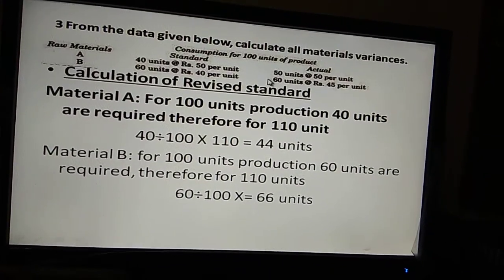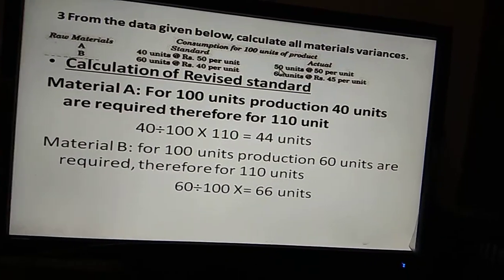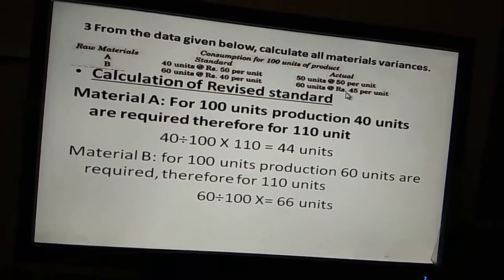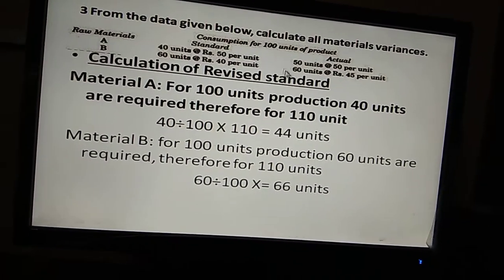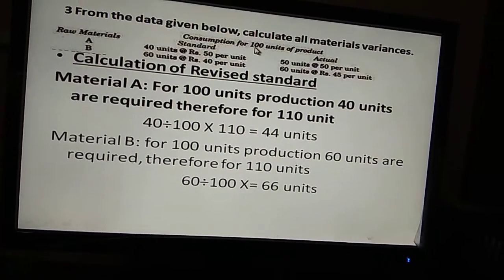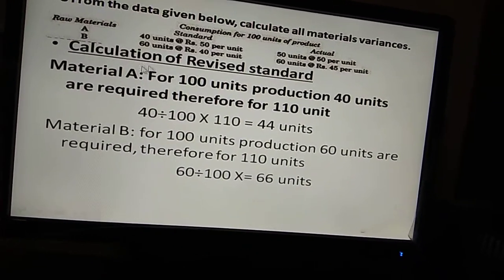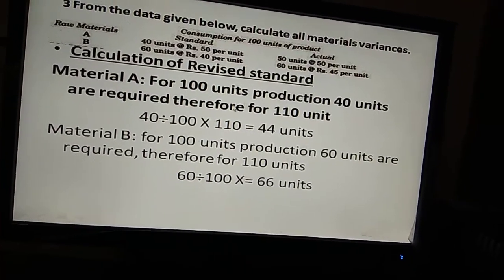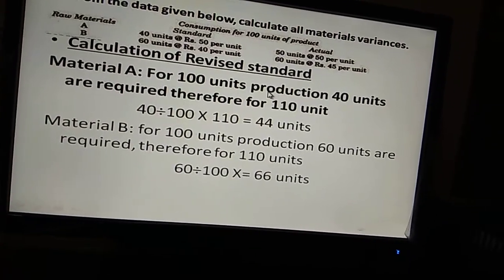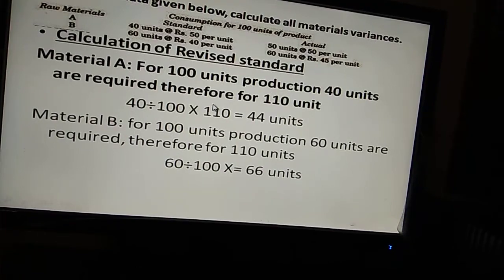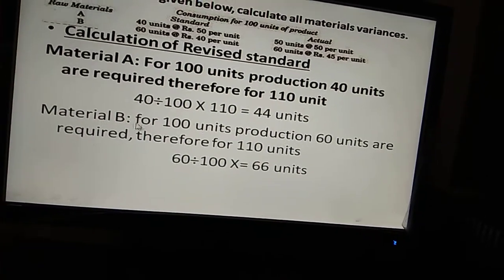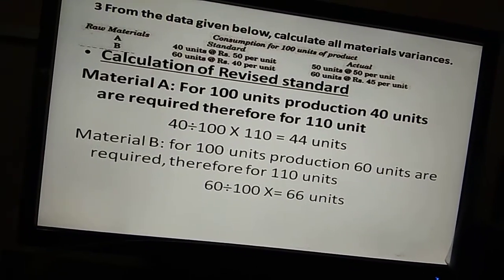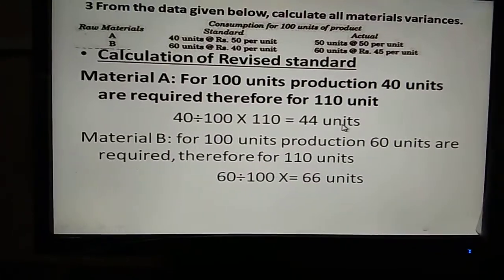Actually they used 50 units of material A at rupees 50 per unit, and 60 units of material B at rupees 45 per unit. Now you can see 110 units there, but here only 100 units. That's why we need to revise the standard. So this is the working note: calculation of revised standard. Material A, for 100 units production, 40 units are required. Therefore for 110 units, how much? 40 is the numerator, 100 is the denominator, into 110. So we get 44 units.